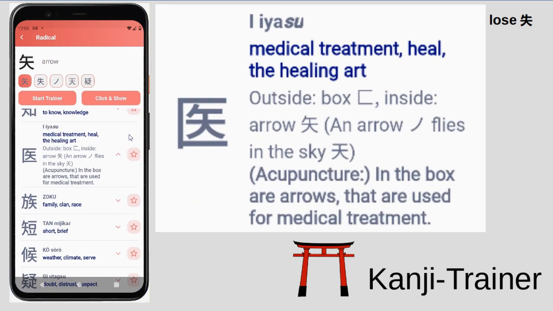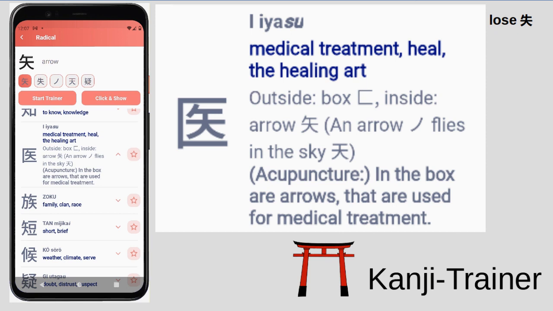It tells me that this character is composed by a box and an arrow. For the memory phrase we should think about acupuncture. It tells us in the box are arrows that are used for medical treatment. So box and arrow in the combination means medical treatment.